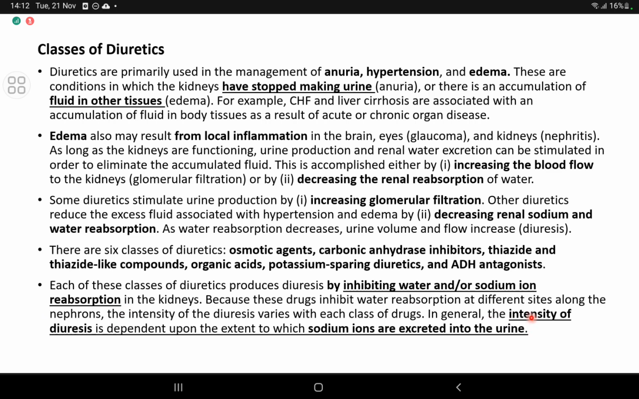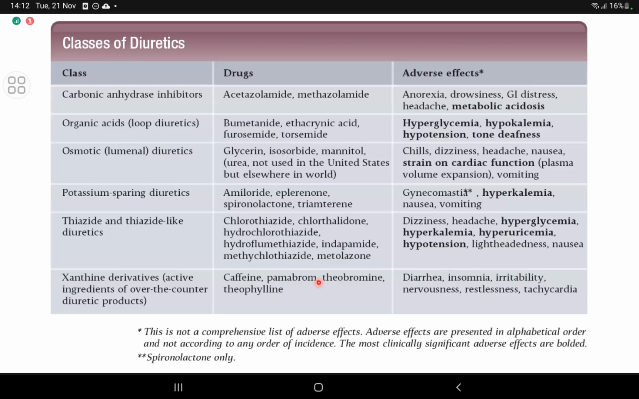So, clear everything? We go to another slide. This slide tries to show you the side effects of each group. We have 6 groups, isn't it? So they give you a few examples of each group and also the adverse effects. Later we are going through them one by one.